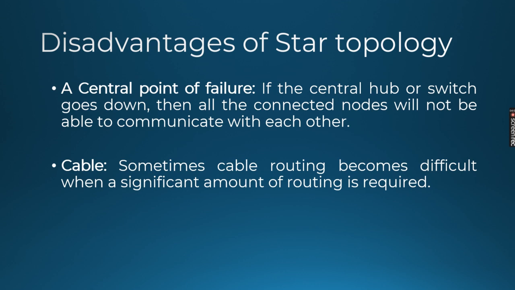The central point of failure: if the central hub or switch goes down, then all the connected nodes will not be able to communicate with each other. The second disadvantage is cable: sometimes cable routing becomes difficult when a significant amount of routing is required.